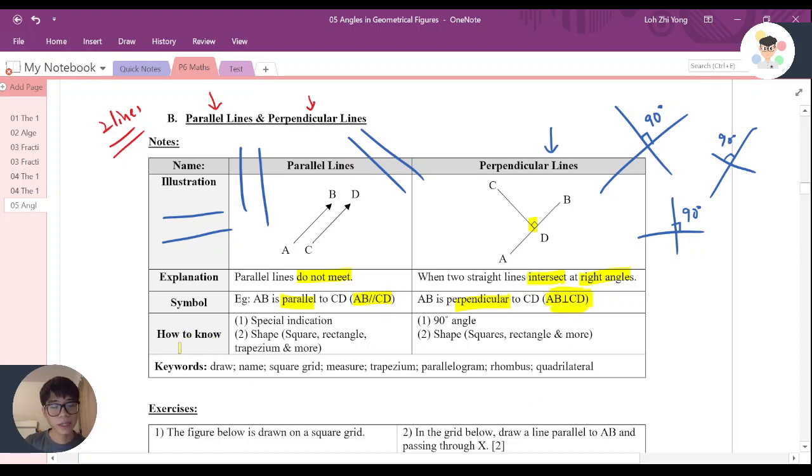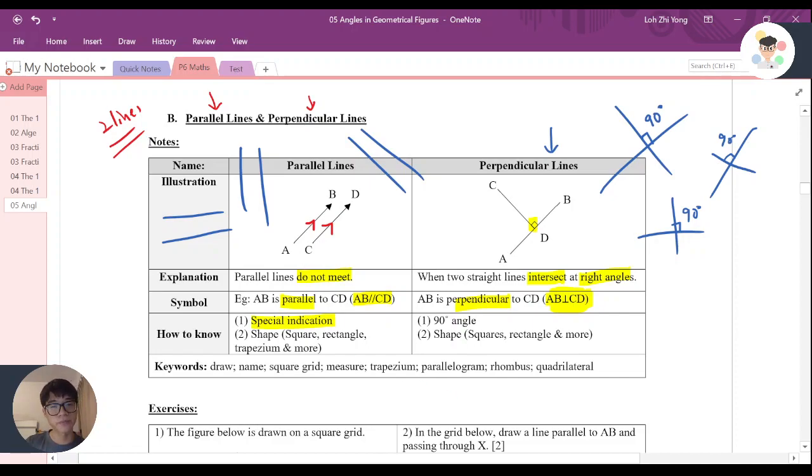And sometimes when we look at the diagram, maybe we can't recognize it, and usually there's a special indication. This is the thing you need to draw now. The special indication is something like this. They will put an arrow. This means that they are parallel.